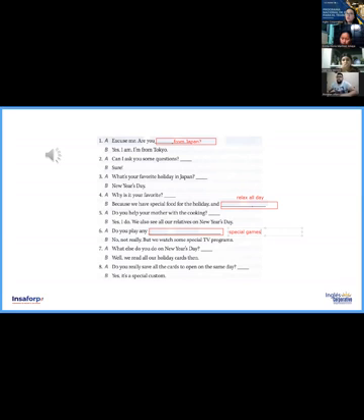Okay, let's see. Gabriela, you're going to be A and Jonathan is going to be B. Okay, let's start. Excuse me, are you from Japan? Yes, I am from Tokyo. Can I ask you some questions? Sure. What's your favorite holiday in Japan? New Year's Day. Why is your favorite? Because we have a special food for the holiday and relax all day.